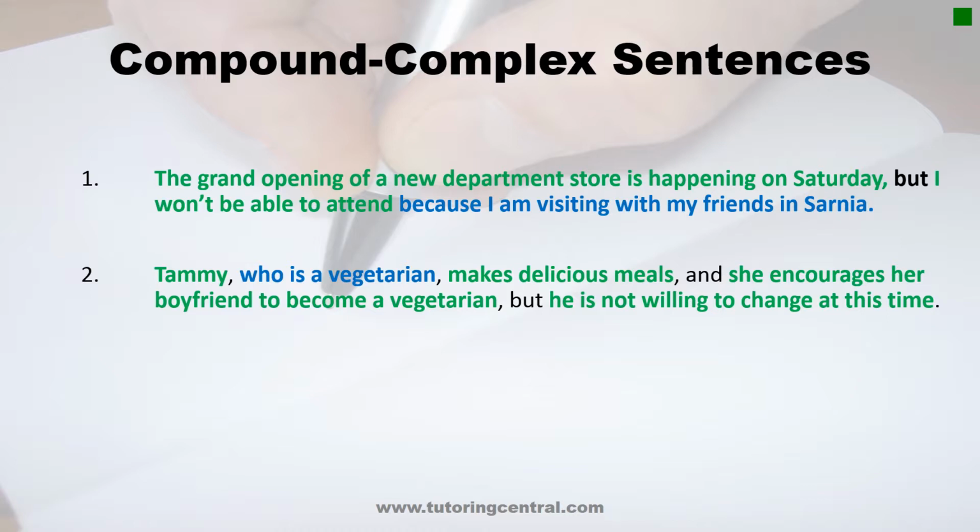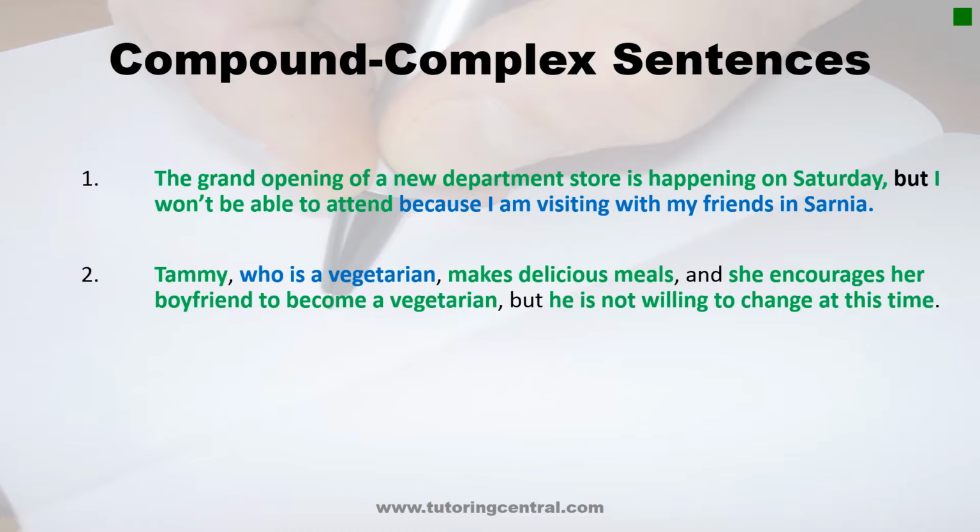In the second example, we have a little bit different situation here. Tammy, who is a vegetarian, makes delicious meals, and she encourages her boyfriend to become a vegetarian, but he is not willing to change at this time. So in the first case, you'll notice the dependent clause sort of comes in the middle of an independent clause.